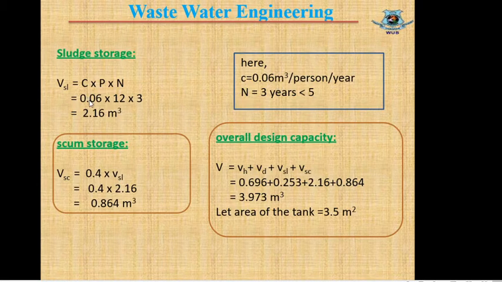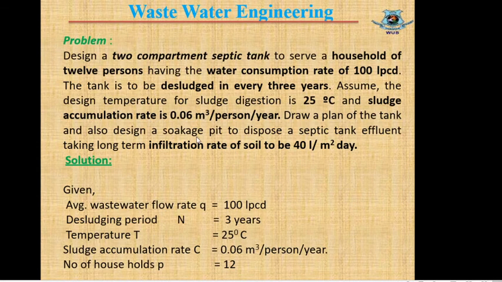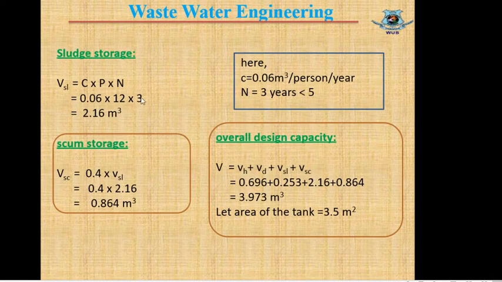So C equal to 0.06, we know P equal to 12 and N equal to desludging period 3. So replacing all these values, we will get VSL equal to 2.16 meter cube.